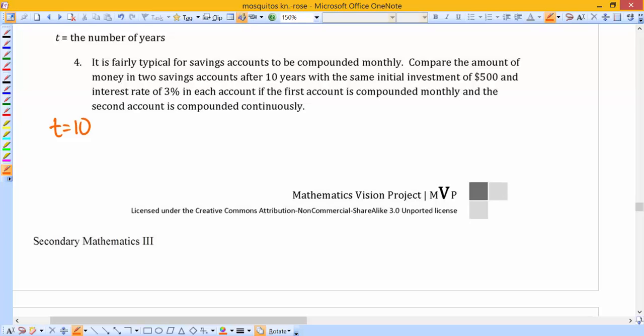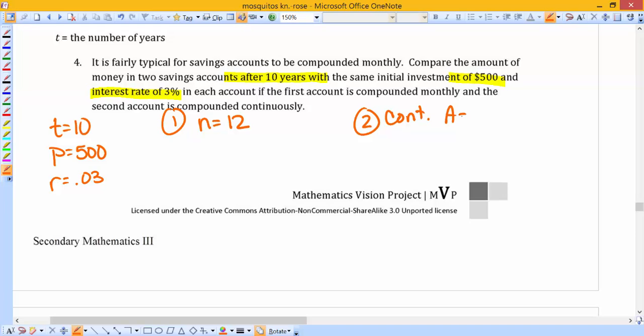With the same initial investment of $500. So I'm pulling out all the important information. 10 years, $500, interest rate of 3%. So let me write that. So that's 0.03. In each account, if the first account is compounded monthly. So account number 1, monthly is 12 times a year. Account number 2 is continuously.